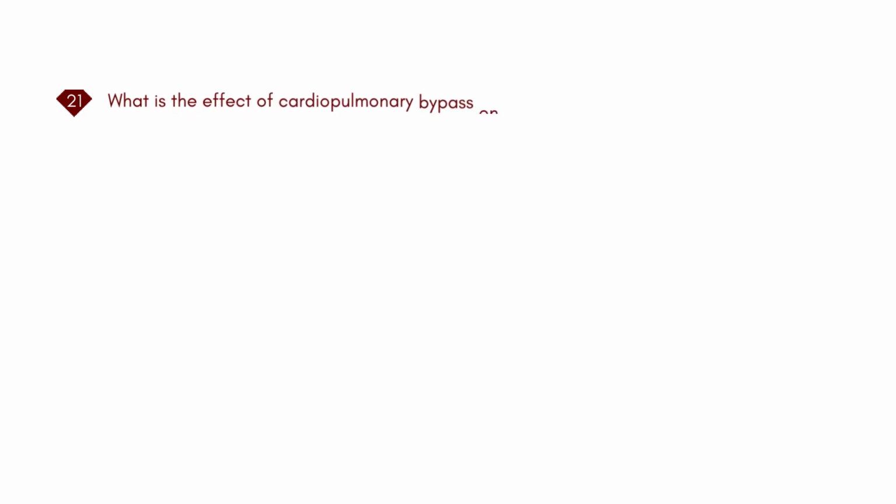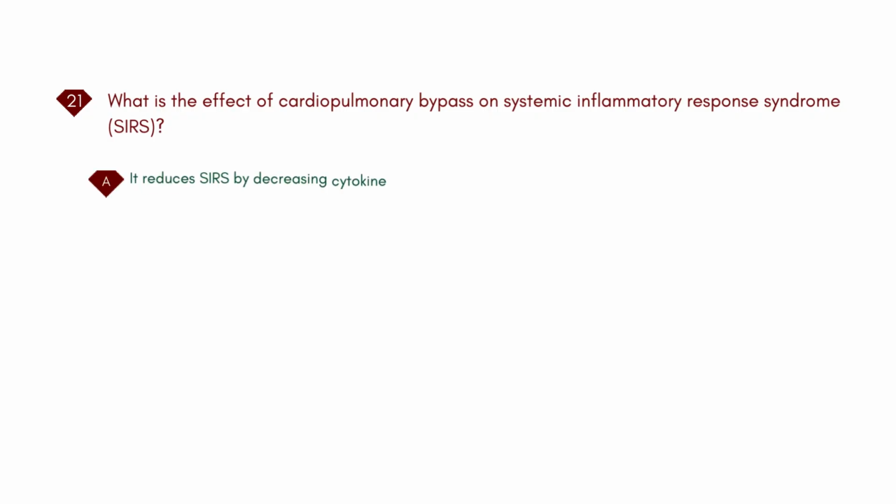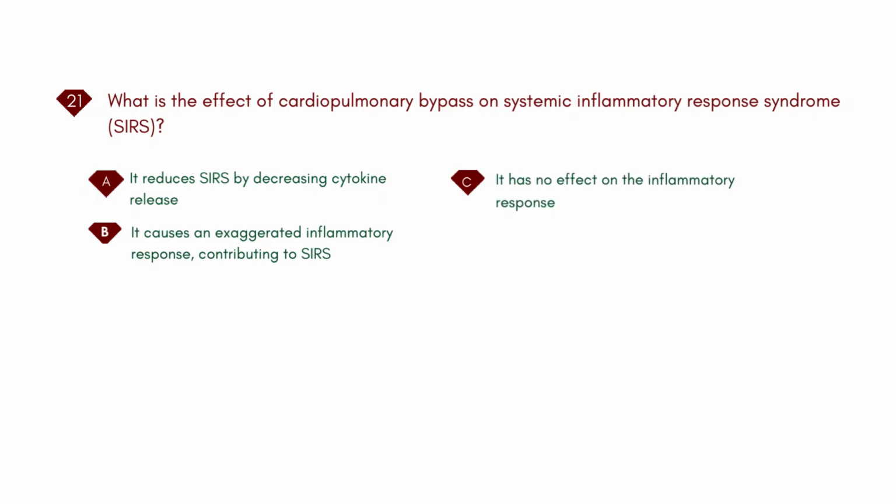What is the effect of cardiopulmonary bypass on systemic inflammatory response syndrome, SIRS? A. It reduces SIRS by decreasing cytokine release. B. It causes an exaggerated inflammatory response, contributing to SIRS. C. It has no effect on the inflammatory response. D. It improves the body's ability to regulate inflammation.